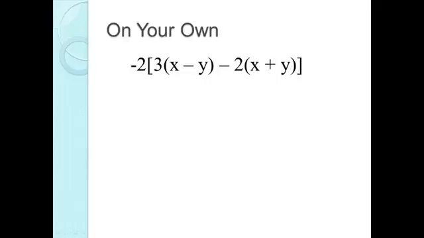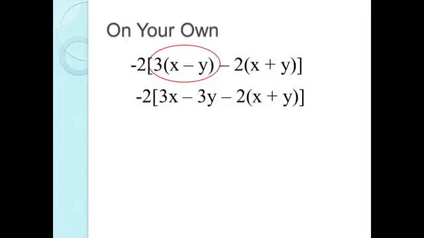We want to start inside the brackets in this problem. Since we have two sets of separate parentheses, we will start with the one on the left and then work our way to the one on the right. Starting with the first set of parentheses, we will distribute the 3. 3 times x is 3x, and 3 times negative y is negative 3y.